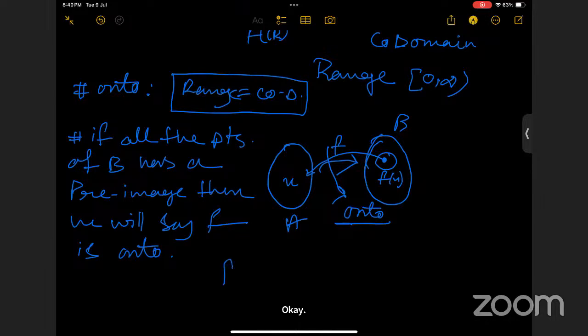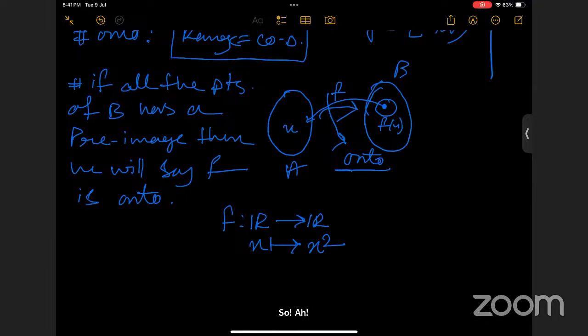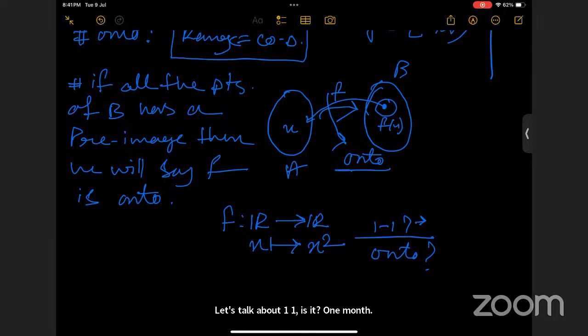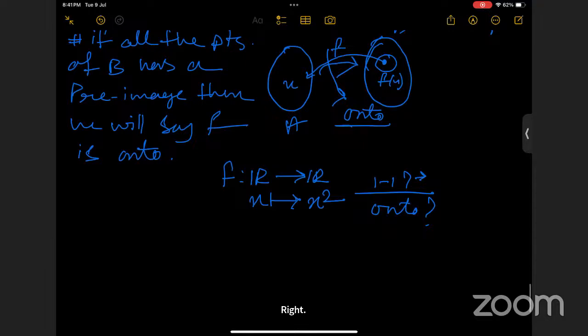So if we take f from R to R, x goes to x square, is the function onto? There are three questions. First of all, is it a function? Clearly it is a function. Is it 1-1 or is it onto? First let's talk about 1-1. Is it 1-1? No, not 1-1, because for 2 and -2, the value remains same.